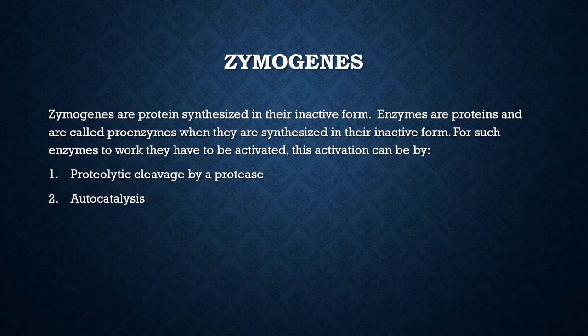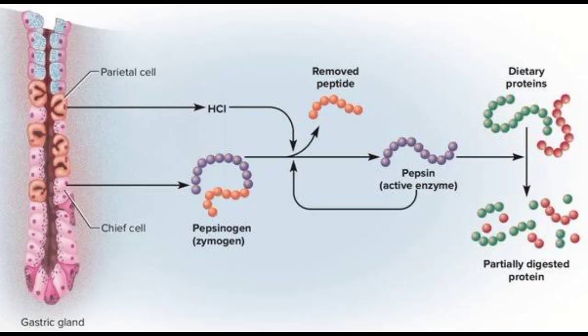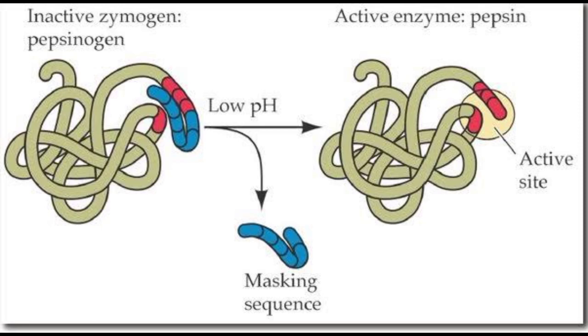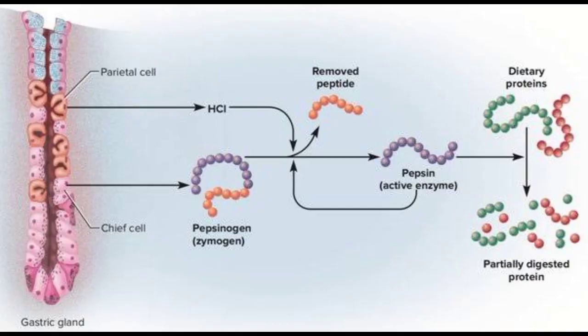And the second one is autocatalysis. Pepsin is secreted in the body as pepsinogen. This pepsinogen needs to be activated to pepsin to carry out its work in the body. Pepsinogen is activated at a pH of around 2 to 3, because the HCl in the stomach brings the pH of the stomach to about 2 or 3. So when the pepsinogen gets to the stomach, it is activated as a result of the low pH and is able to carry out its function of breaking peptide bonds and breaking down proteins.